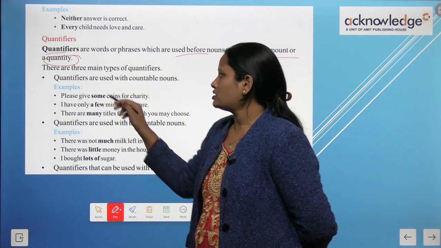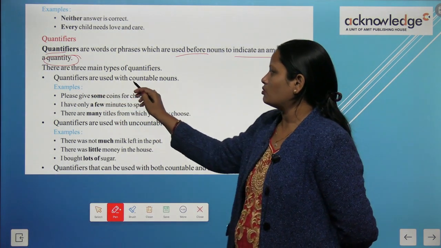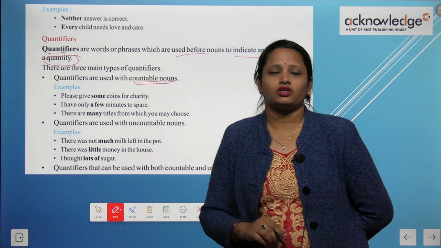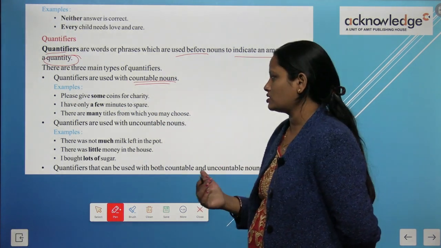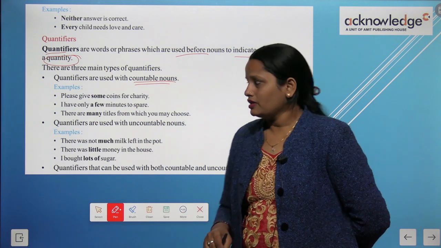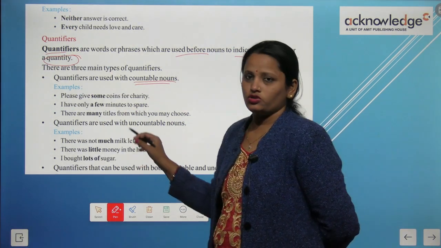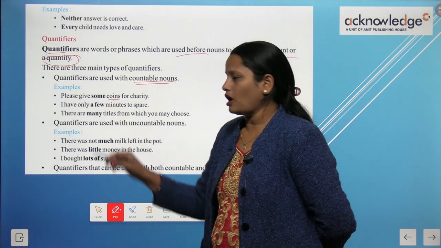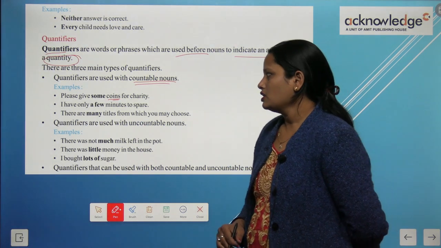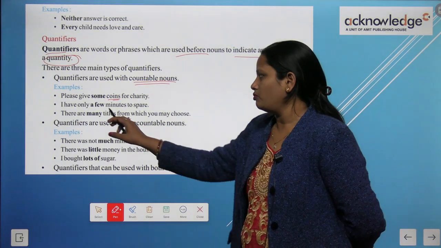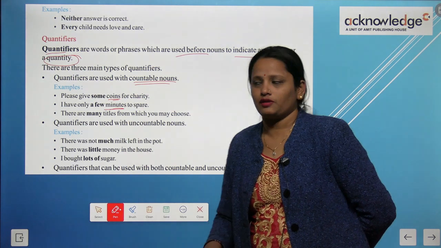First, quantifiers are used with countable nouns. So quantifiers को हम countable noun के साथ use करते हैं, means जिन्हें हम count कर सकते हैं. Please give some coins for charity. सब coins को हम count कर सकते हैं तो हमने लिखा है some. I have only a few minutes. Minutes को भी हम count कर सकते हैं.